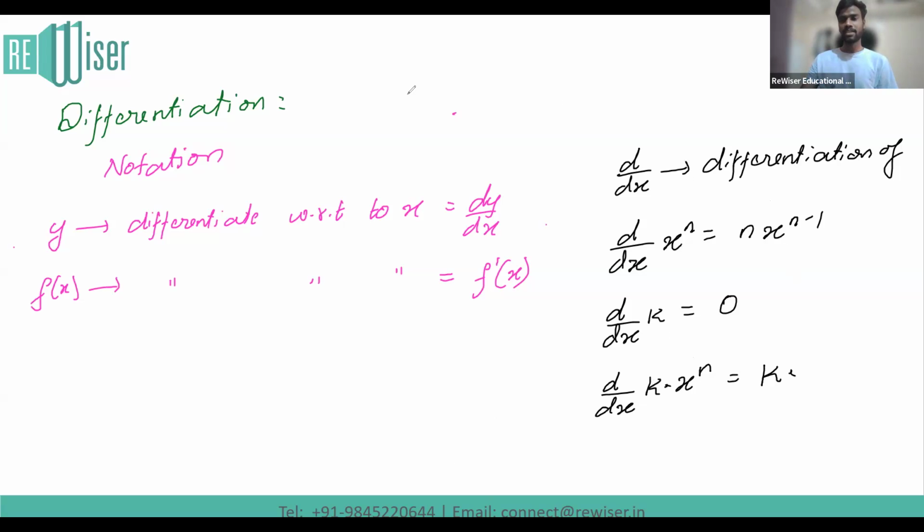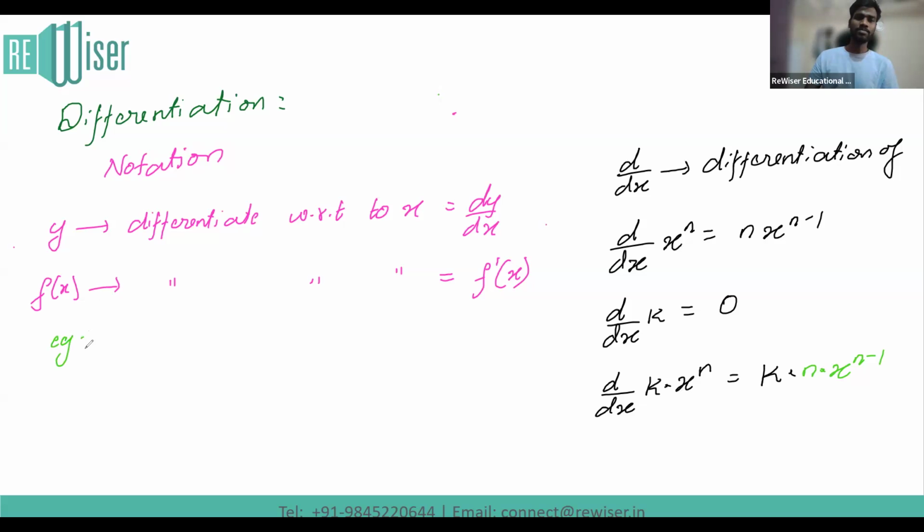So it is going to be k times x power n, and the derivative of x power n is n into x to the power of n minus 1. And this is what we have. These are the rules that we have to use to solve it.